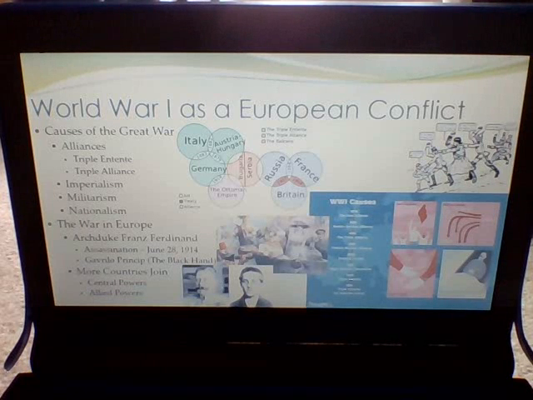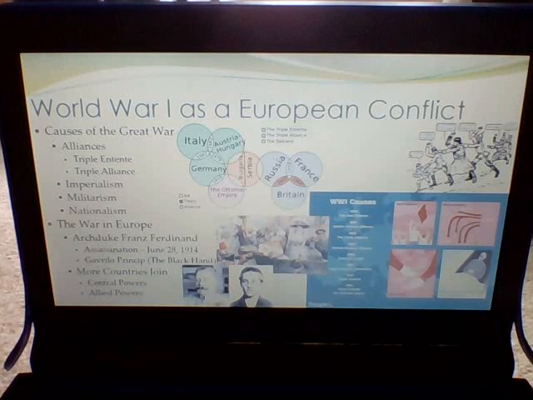So the war will be fought on two fronts. The Germans try to quickly take out the first front with France, but fail to do so. So this will be a two-front war. The Western Front was mostly fought in Belgium and France.